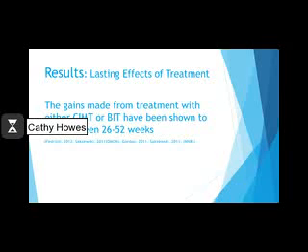The improvements from either CIMT or BIT intervention last from 26 to 52 weeks following intervention and are retained with no further intervention provided.